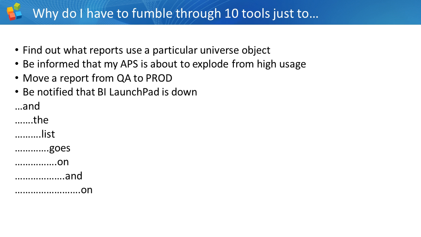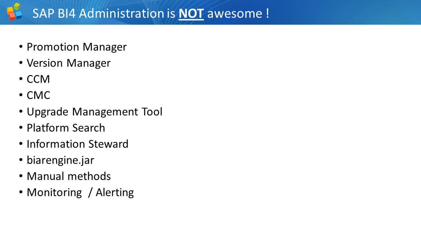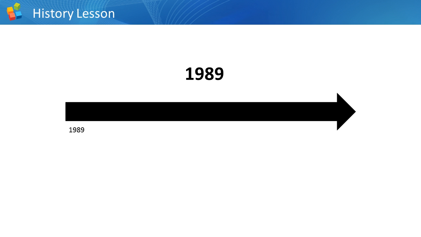So traditionally speaking, we've had questions that we've always been wanting to ask of our platform. What objects use a particular universe? Or knowing when the APS might be reaching its capacity in terms of servicing incoming requests, or promotion management, or even knowing when the Tomcat application server is up or not. And the list goes on. So the question becomes, why do we have to use 9 or 10 different tools just to answer seemingly obvious questions? Well, let's take another step back and see historically the evolution of the BI platform.